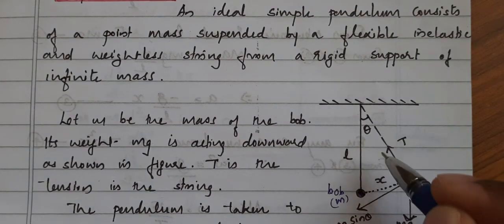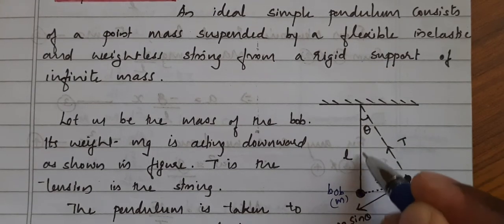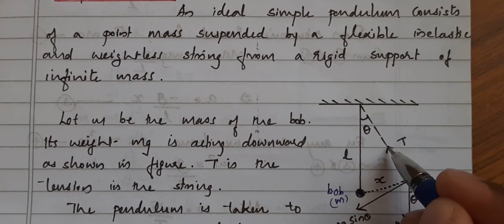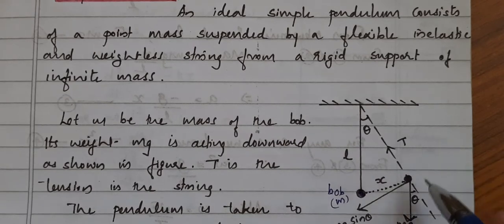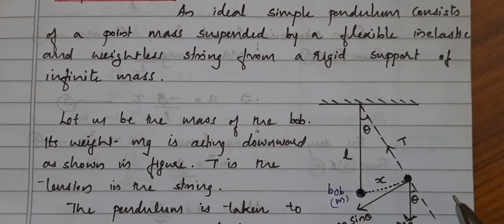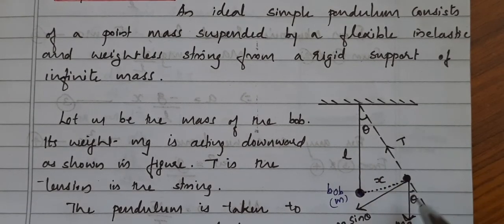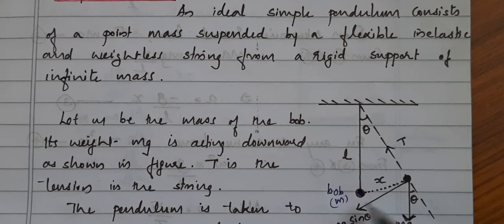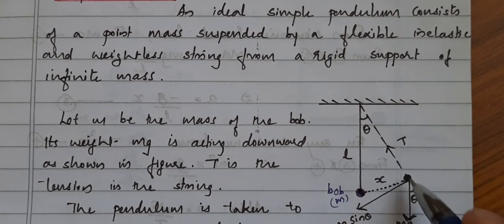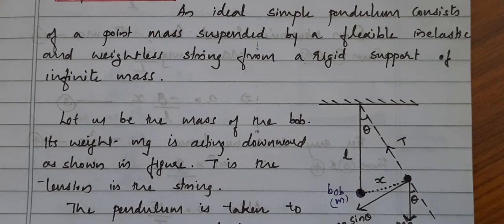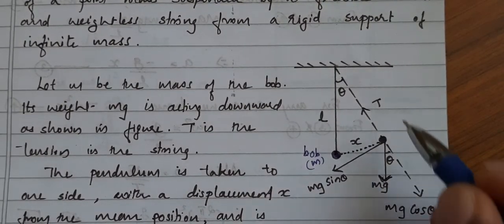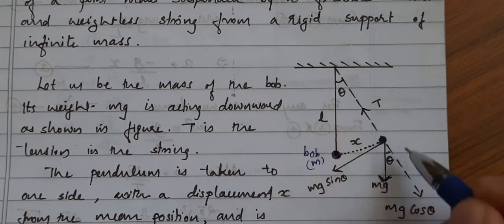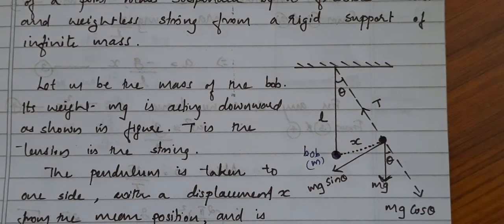So when it is in oscillation, there is a force acting through the string, that is the tension. And this tension will act towards the point of suspension. So this is the direction of the tension. Of course, the weight of this body acts vertically downward. So wherever this is, its weight mg is acting downward. So two forces, one is the tension acting upward, weight is acting downward.